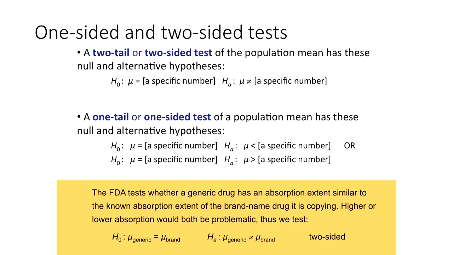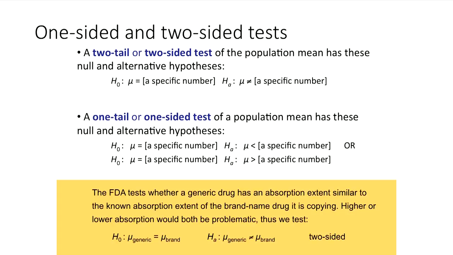A one-tail test makes a little bit further assumption. It talks about the direction which we think that the population mean might miss that specific number by. Our null hypothesis is still the same. We still think that the population mean is equal to a specific number.